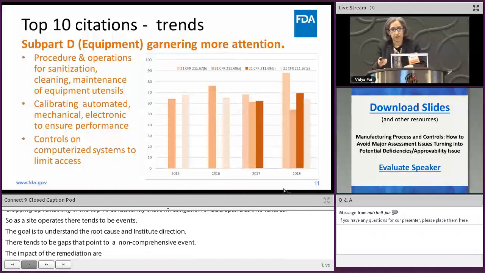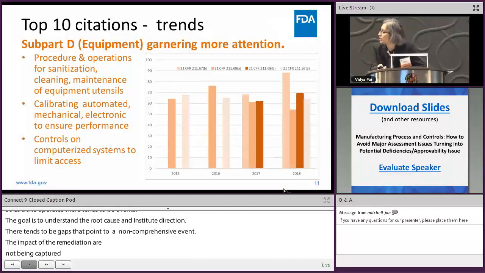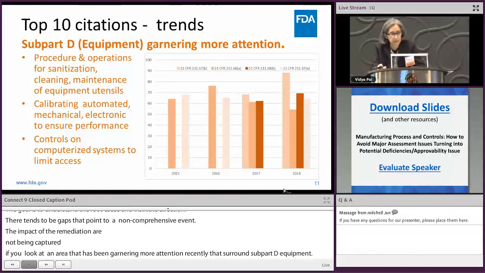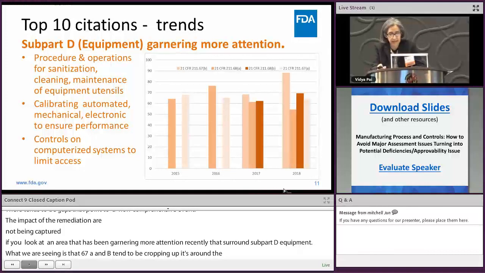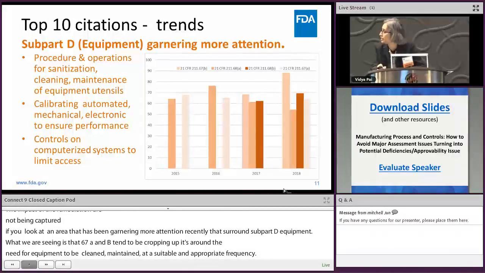So looking a bit further, if you look at an area that's been garnering more attention recently, it's around subpart D equipment. What we're seeing is that 211.67(a) and (b) seem to be cropping up. It's around the need for equipment to be cleaned, maintained at a suitable and appropriate frequency, or that the procedures that are needed for maintaining, sanitizing, cleaning of equipment and utensils are not being adhered to.